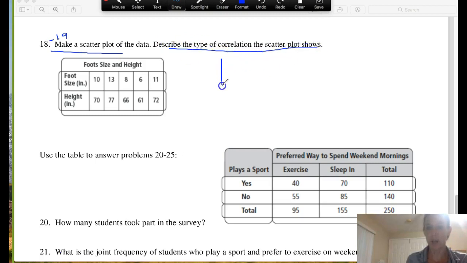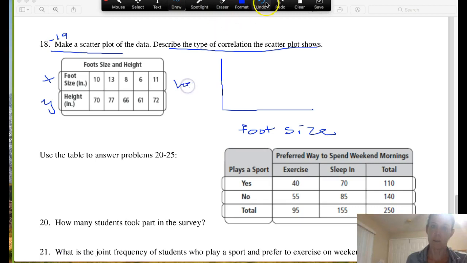So make your scatter plot. Just draw it out by hand like this. Okay, make an L, and you're going to have your X and your Y. Let's make foot size be my X, and then your height can be your Y. Your foot size goes from like 6 to 13. Let's try increments of 2 and just see how that goes.